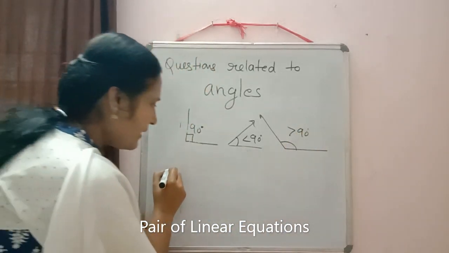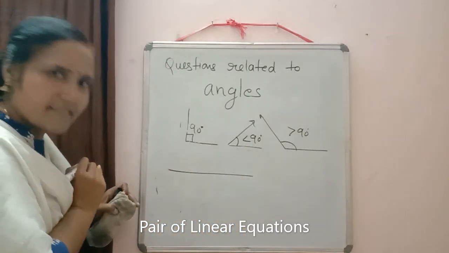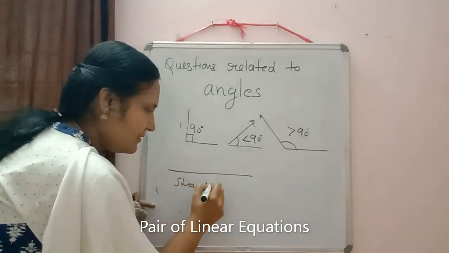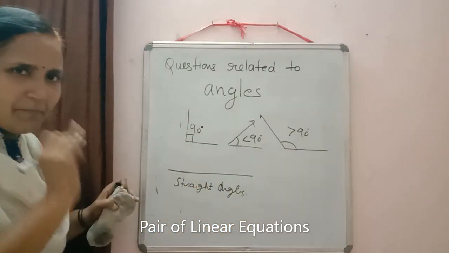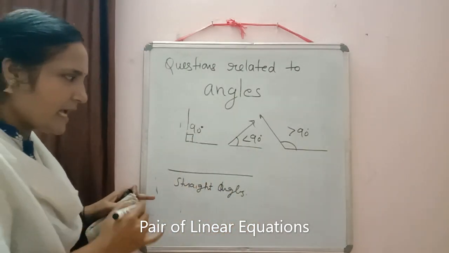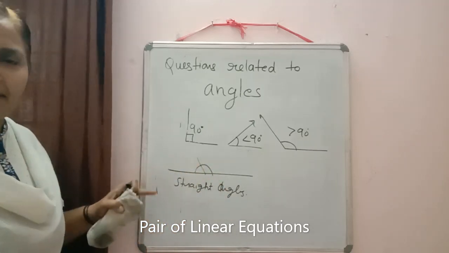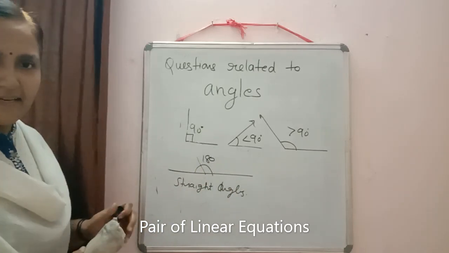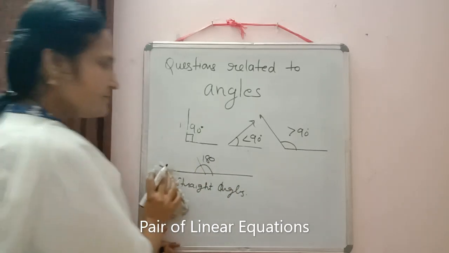What do we call this angle? Straight angle. Okay. I think one more name we studied in 9th class, when the angles are coming in this way: linear pair of angles. Their sum will be equal to 180 degrees. Okay. So these are the things you are knowing.